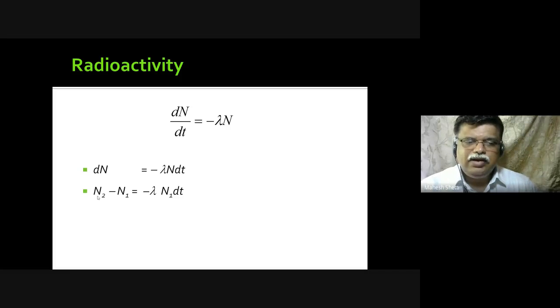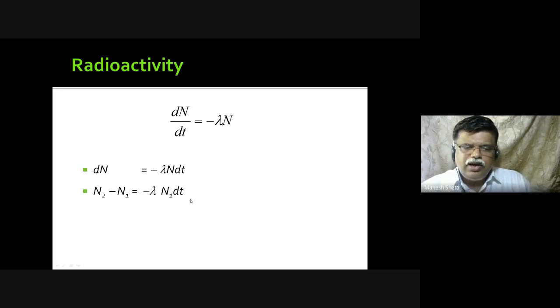What is dN? dN is the next time interval value minus the earlier time interval value. So at one particular time, say t1, the number of radioactive atoms was say N1. At time t2, it is say N2. Then dN is going to be N2 minus N1, equal to minus lambda times N1, the original number. The new number is going to be dependent on the original number, and therefore it is N1 here, into dt. dt is that time incremental step, or t2 minus t1.